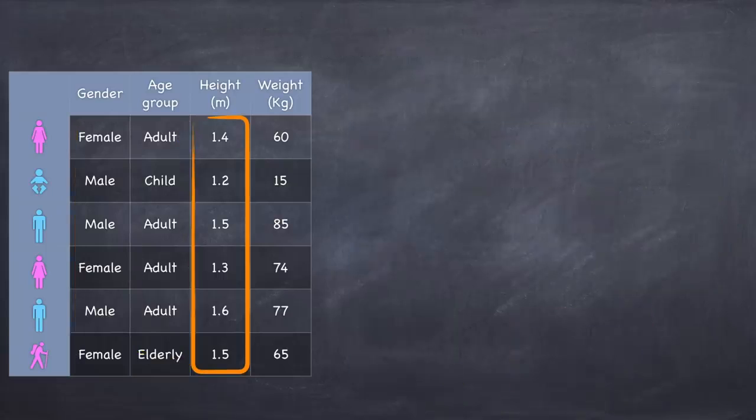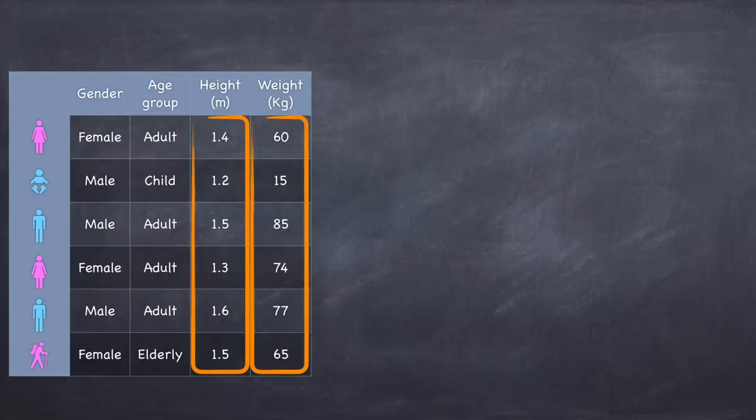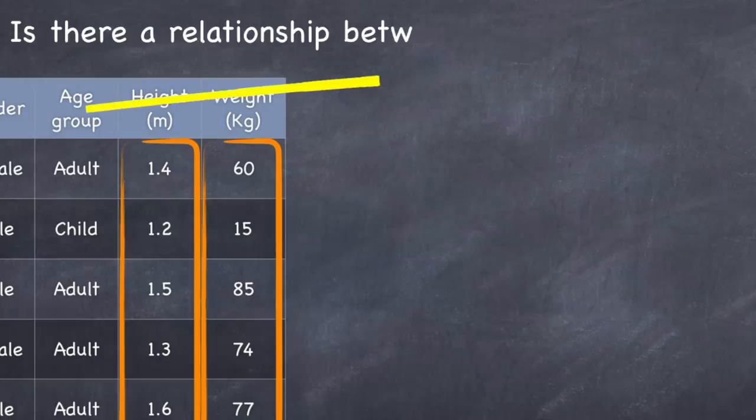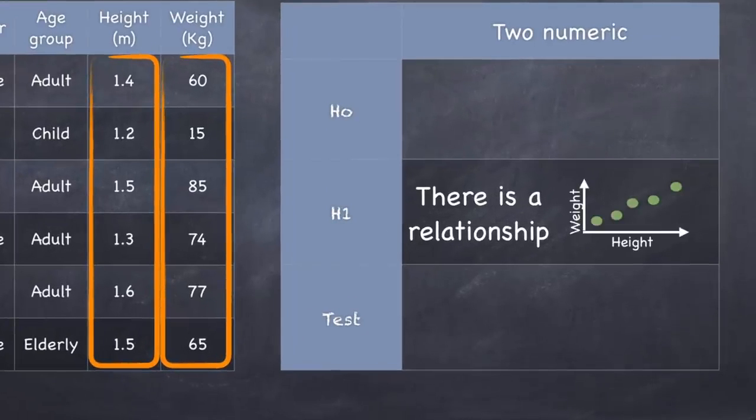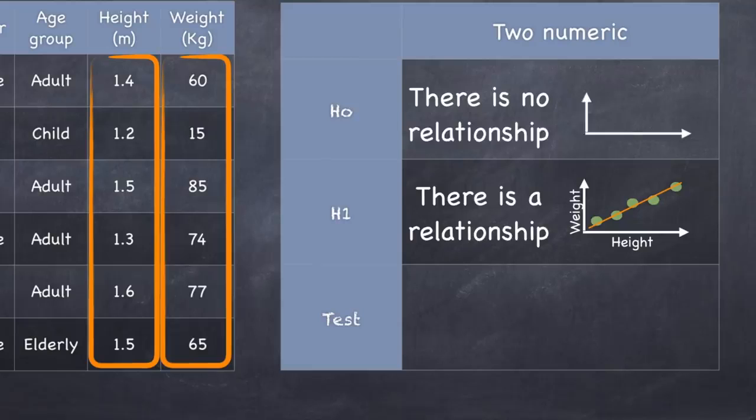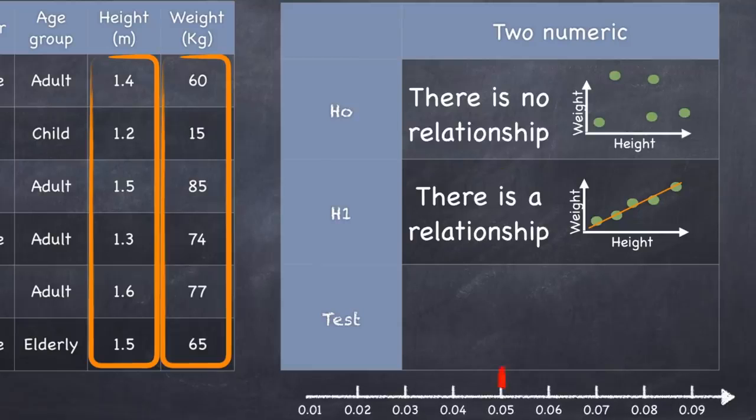Now let's look at the last combination of variable types in this data set, 2 numeric variables, height and weight. Here we might start with the question, is there a relationship between height and weight? Our hypothesis is that there is a relationship. We collect sample data, we look at it, and voila, we do see some sort of relationship. Is it real? Well, let's assume that it's not. Let's assume that there's no correlation between the 2 variables. And if it weren't real, then what are the chances that we'd see the relationship that we do? And here we conduct a correlation test.